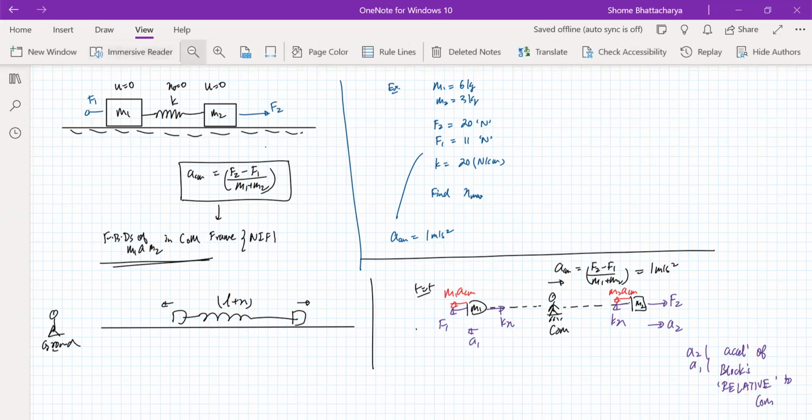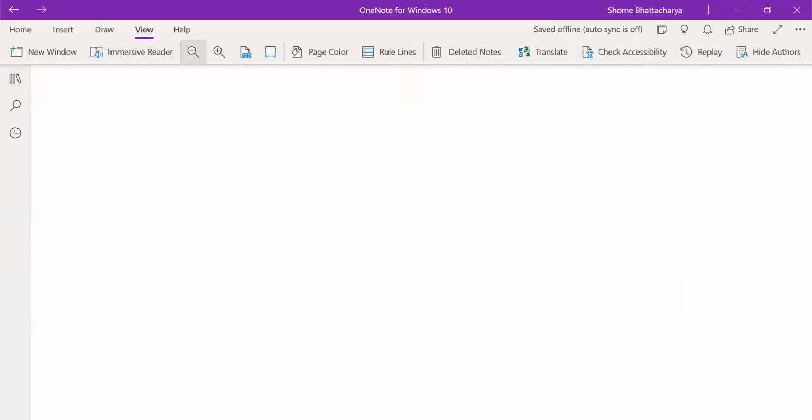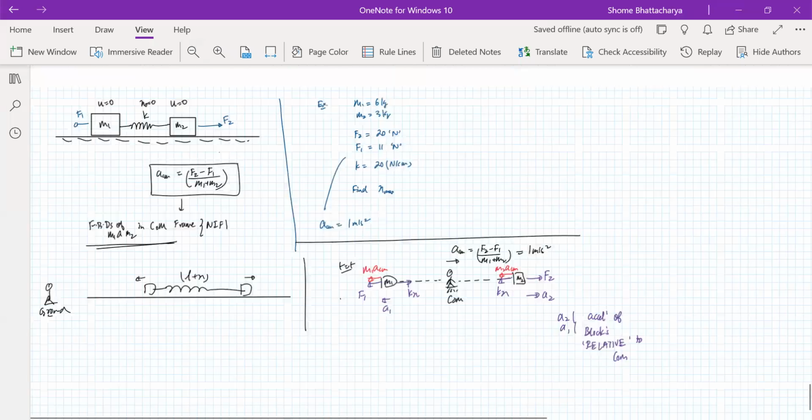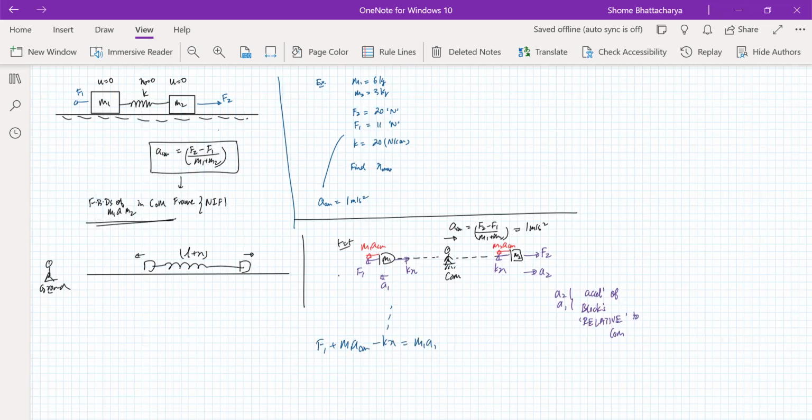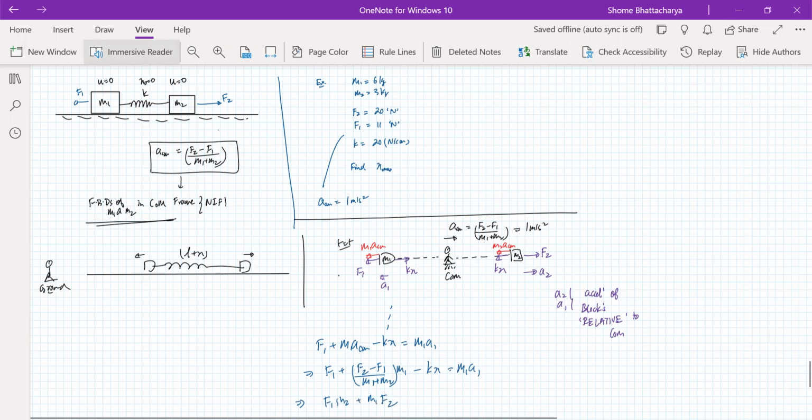So let's write our FBD equations. We have F1 plus M1 ACM minus Kx equals M1 A1, or F1 plus (F2 minus F1) upon (M1 plus M2) into M1 minus Kx equals M1 A1. You see that with F1, I'll have M1 plus M2 minus M1, so I'll just have M2. And with F2, I'll have M1. I'll have this kind of a term.